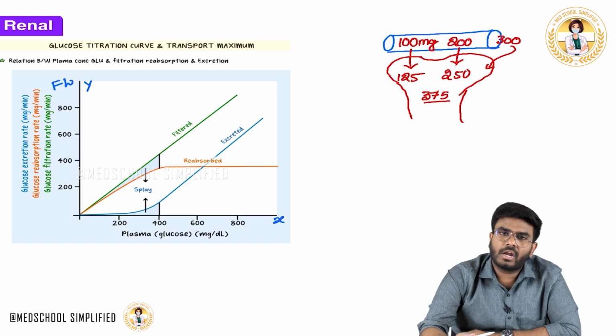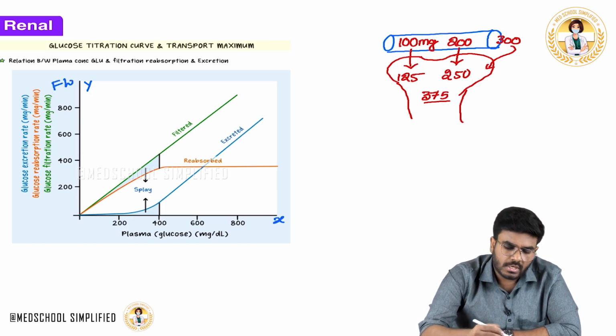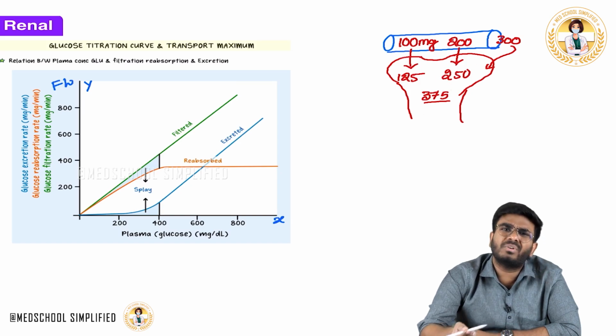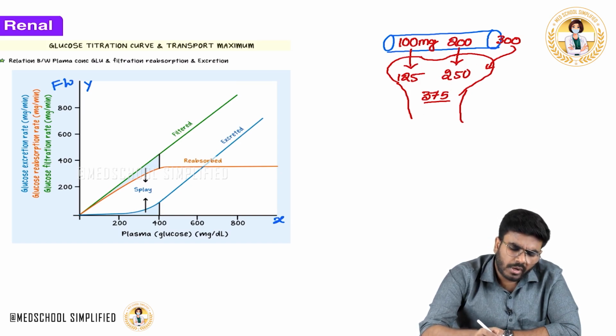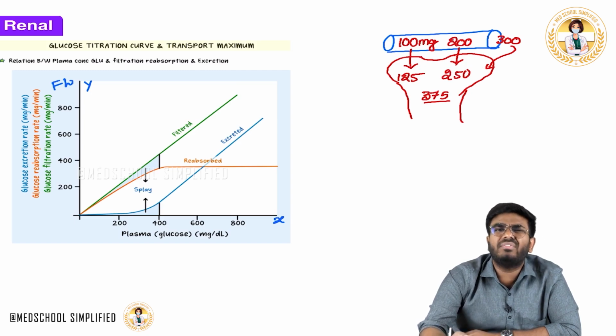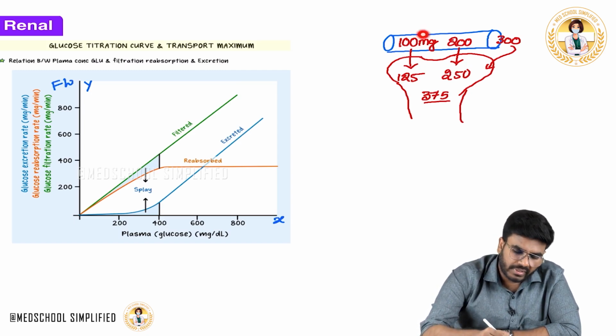Filtration increases, or the filtered load increases automatically. The more the plasma glucose, the more molecules are filtered. Simple. If you increase it here, more molecules are getting filtered. Why? Because glucose is freely filtered. Amino acids are freely filtered. If you increase the plasma glucose concentration, filtration also increases.